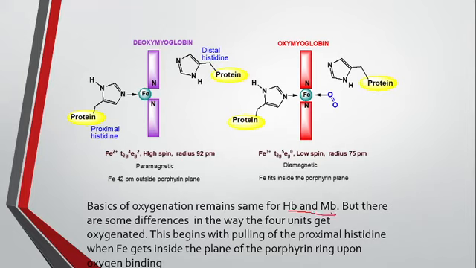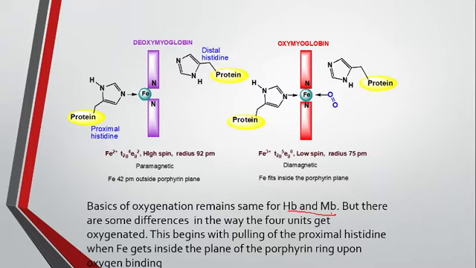That means the mechanism of binding of hemoglobin and myoglobin is the same, but what is the difference? Only one difference is there. Here there are 4 units of hemoglobin which at the same time bind to 4 oxygen molecules, and in the case of myoglobin, only one myoglobin binds to only one oxygen molecule.